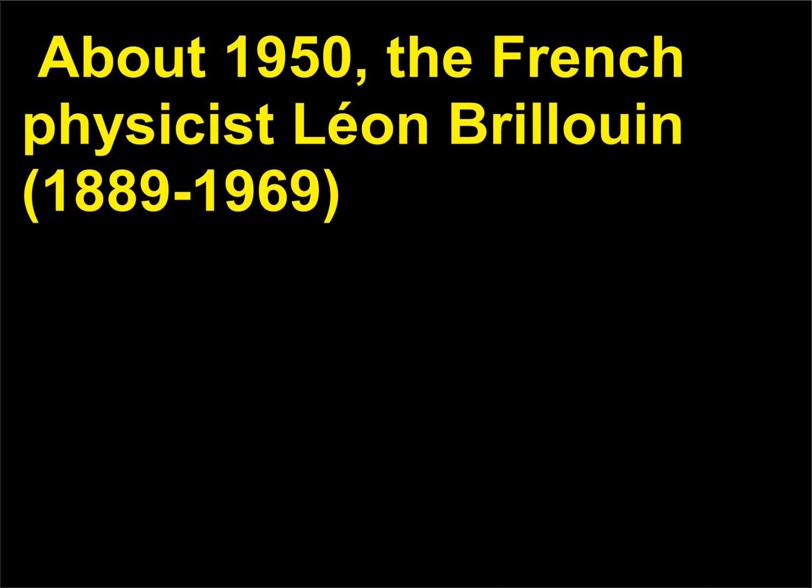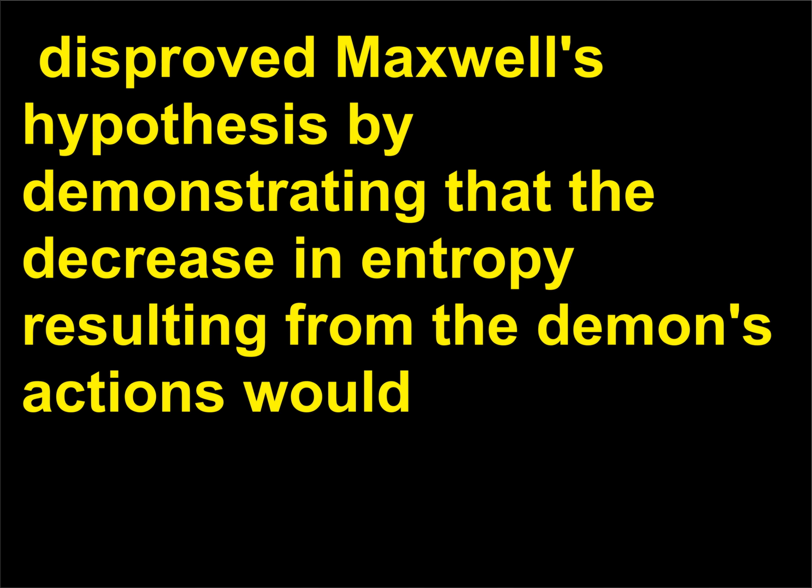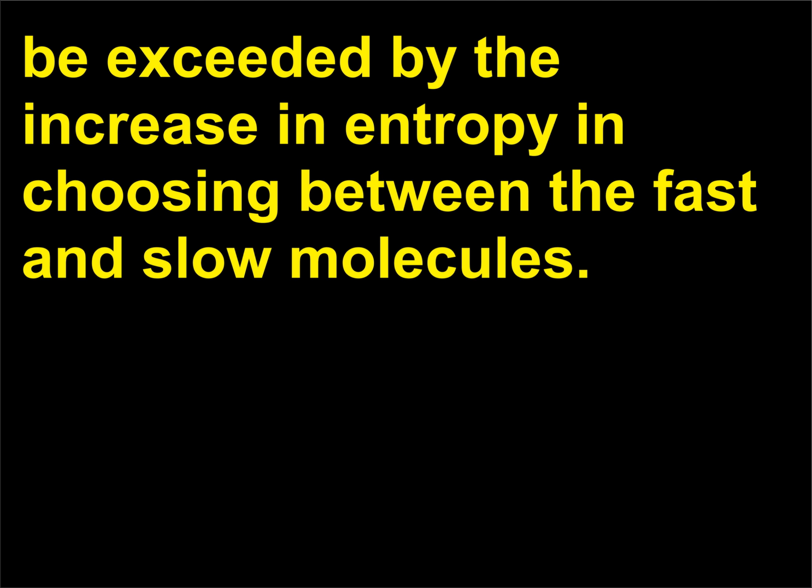About 1950, the French physicist Léon Brillouin (1889 to 1969) disproved Maxwell's hypothesis by demonstrating that the decrease in entropy resulting from the demon's actions would be exceeded by the increase in entropy in choosing between the fast and slow molecules.